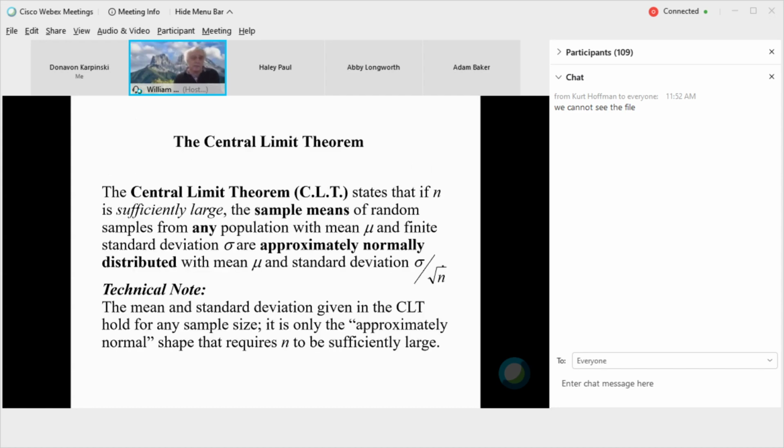The central limit theorem says that if n is sufficiently large, the sample means of random variables from any population with a mean of mu and standard deviation of sigma will be approximately normally distributed with a mean of mu and standard deviation sigma over root n. So even though the population might not have a bell-shaped distribution, if n is sufficiently large, and the rough rule of thumb is greater than 30, the distribution of X bar will still be normal with mean mu and standard deviation sigma over root n.